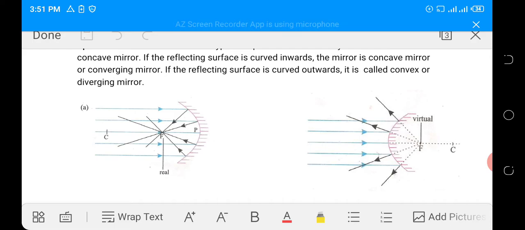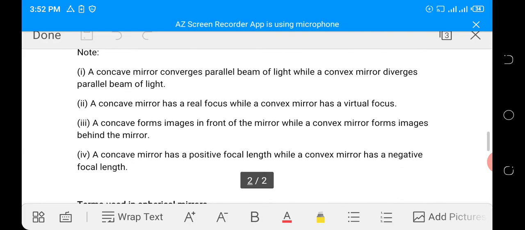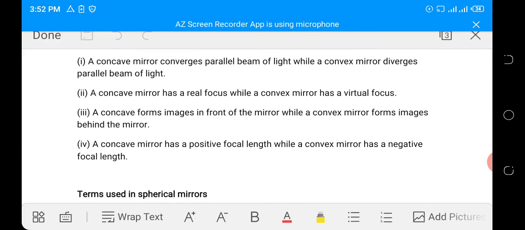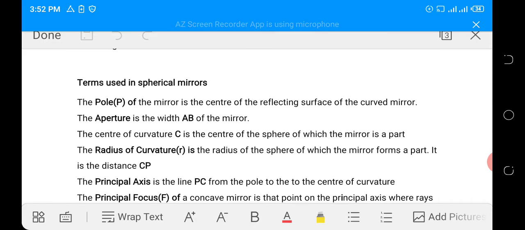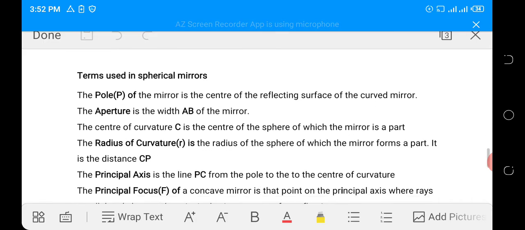So that is why a concave or converging mirror has a positive focal length, but a convex or diverging mirror has a negative focal length because it has a virtual focus. So those are the 4 points we should take note about the two types of spherical mirror. Now let's go to the terms used in spherical mirrors.